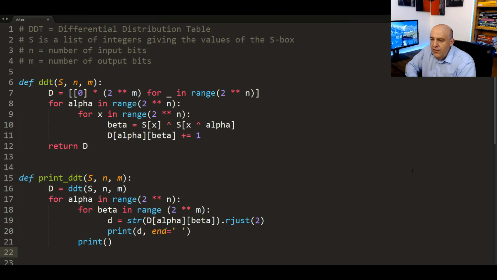All right, let's look at the code we talked about before now. Let's just start off with those first two functions. The first one is the DDT function, which just calculates the DDT as a 2D list of non-negative integers. And then the second function, print DDT, is just a way of printing the DDT to a console with a minimal amount of formatting. Why don't we try to print off the DDT of the first S-box of DES, S1.